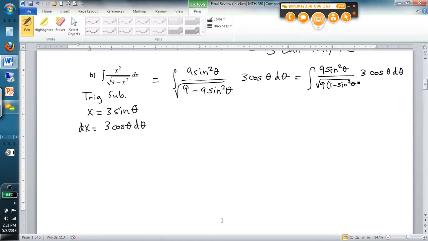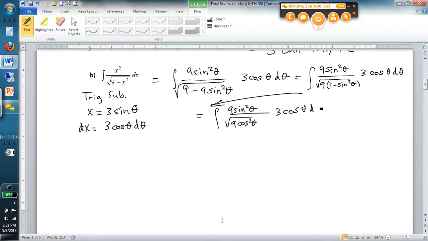What is 1 minus sine squared? Cosine squared. Let's come over here. All right, so I've got the integral of 9 sine squared theta over the square root of 9 cosine squared theta. Hey, that's going to work out nicely, isn't it?